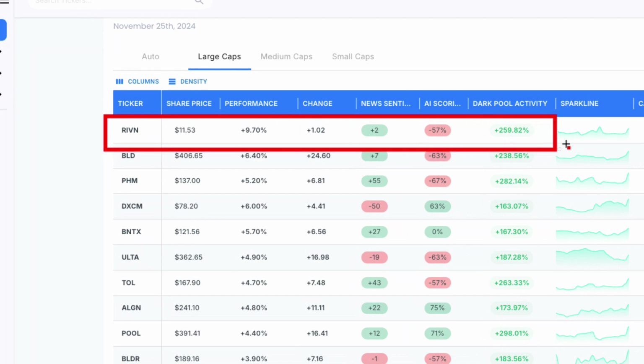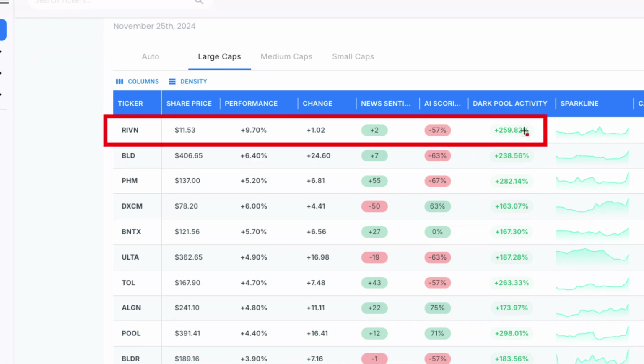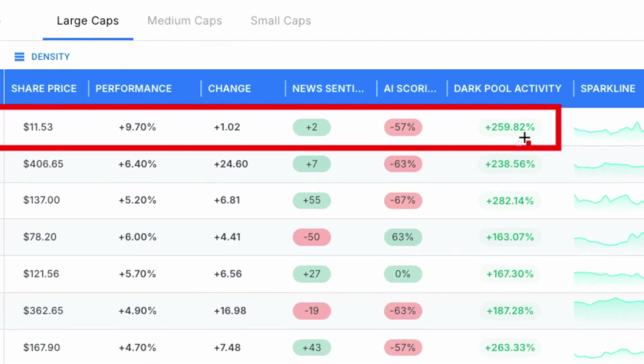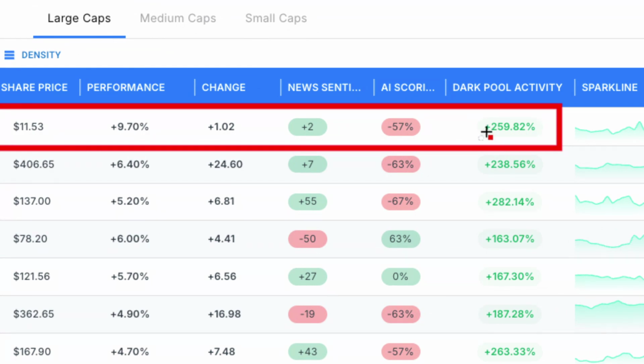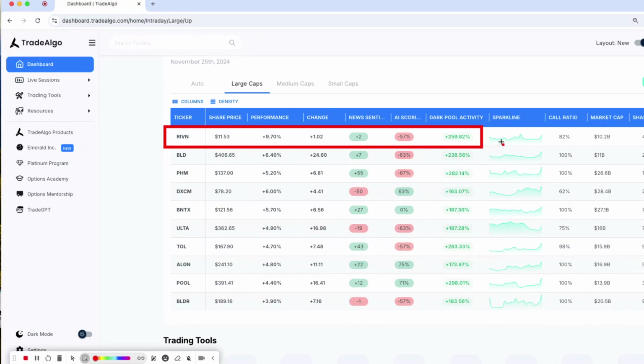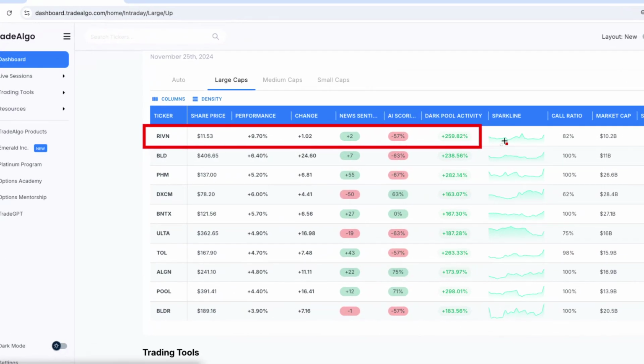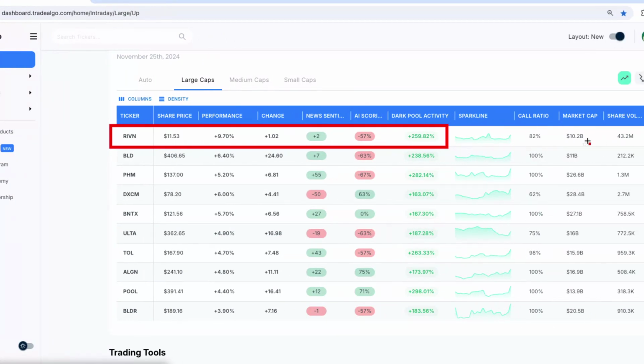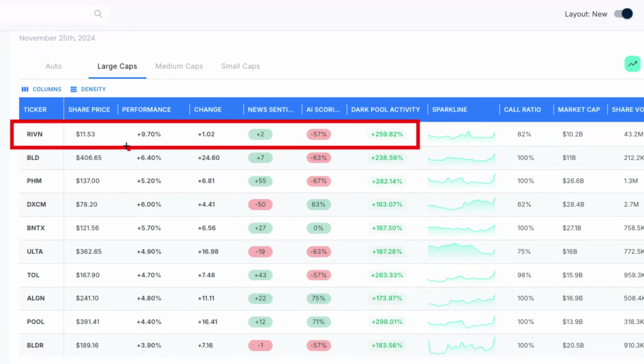Now, RIVN popping up today with over 258% institutional increase in volume. Now, when you see a stock get 259% more volume than they usually do from banks, institutions, and hedge funds, and on top of that, you see that stock had moved 9% in a single day, what are you going to do to try to follow along with this information?